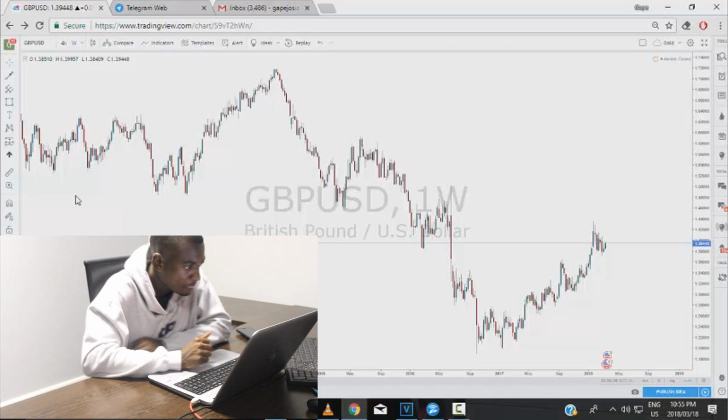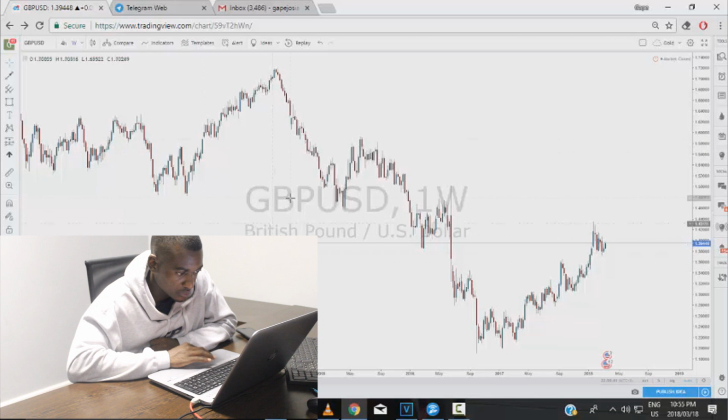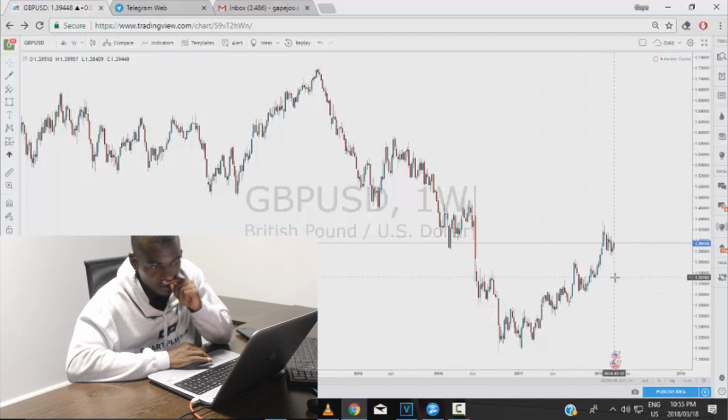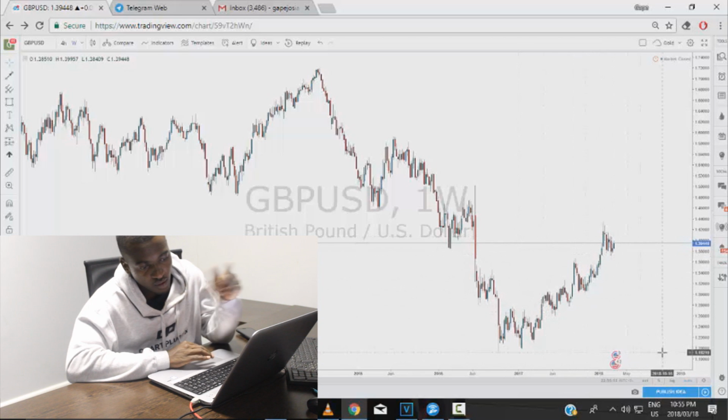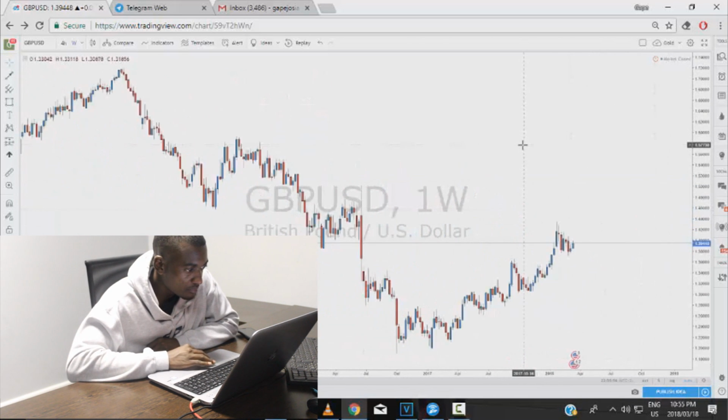So right now we have GBP USD. This looks like a leg down, and then a bearish flag, continuing our bearish momentum. But anyway, let's see how it plays out.